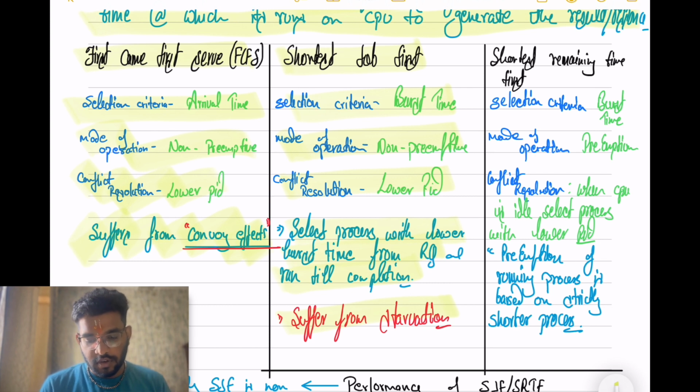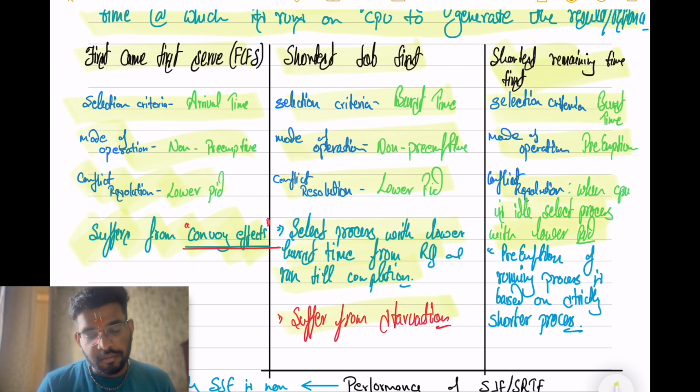The next scheduling algorithm is shortest remaining time first, SRTF. In this, the selection criteria is the same, burst time, but the mode of operation is preemptive, which means if a process with smaller burst time arrives, then it preempts the currently running process. Conflict resolution: when the CPU is idle, the process with lower PID is selected.